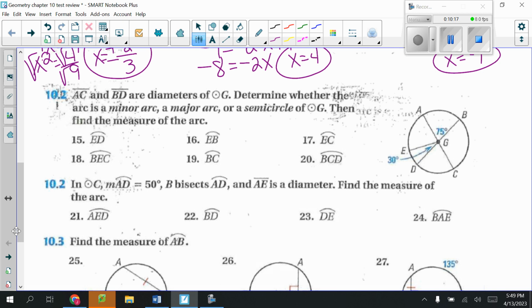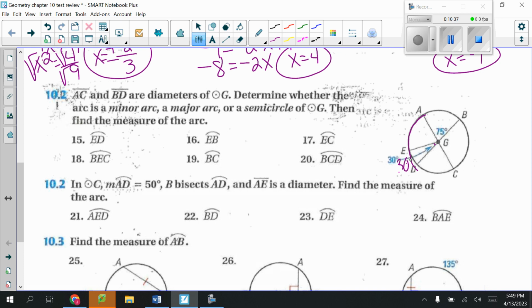So if I look at number 15, arc ED, so arc ED is this arc. They're telling me that this little angle in here is 30. That's a central angle. Remember that central angle and minor arc have the same measure. So if that's 30, arc ED is also 30.